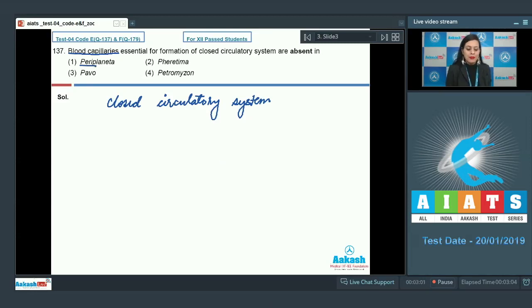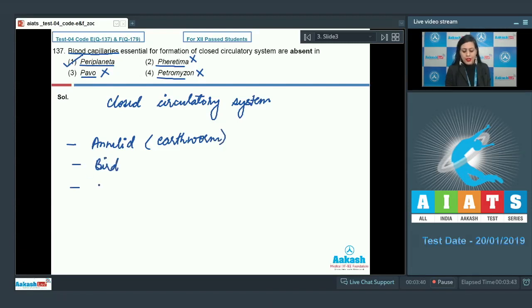Option number 1 is Periplaneta, and this is a correct answer to our question because Periplaneta, which is commonly known as cockroach, has open type of circulatory system. On the other hand, the other 3 options, that is Pheretima, Pavo and Petromyzon, are the incorrect options. Pheretima, which is an annelid, commonly known as earthworm. Pavo is a bird, whereas Petromyzon is a cyclostome. And all of them have closed circulatory system.